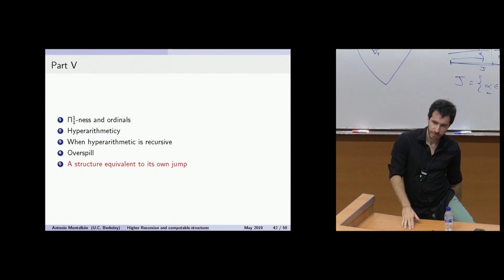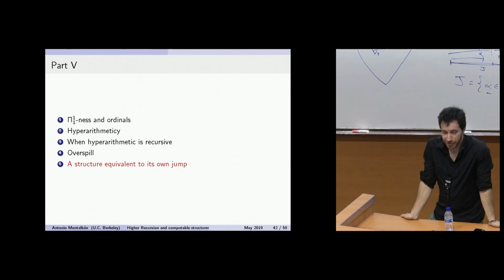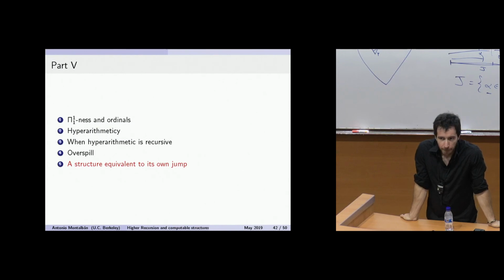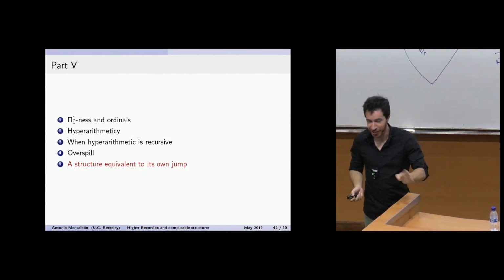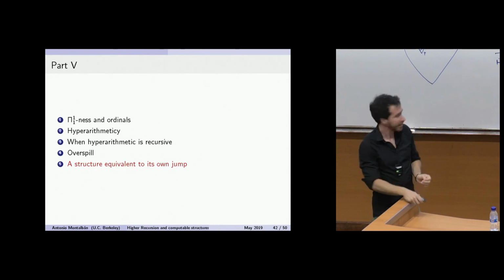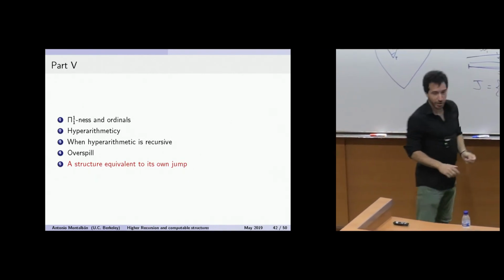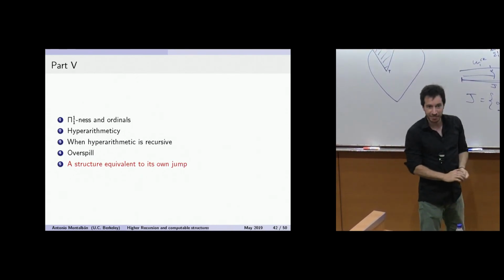Steve? Obviously yes, or obviously no. Is the Harrison ordering, if you find it, that's just an order type, but it's a computable order type. Is it actually unique up to computable isomorphism? Obviously not. No, sorry, it's not obvious. The answer is no.